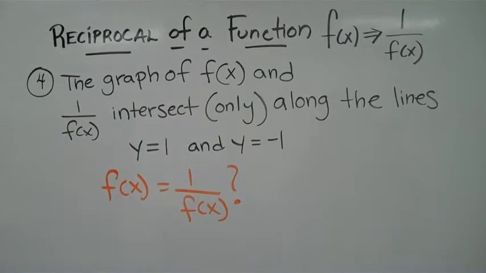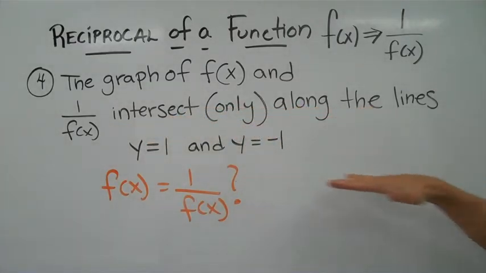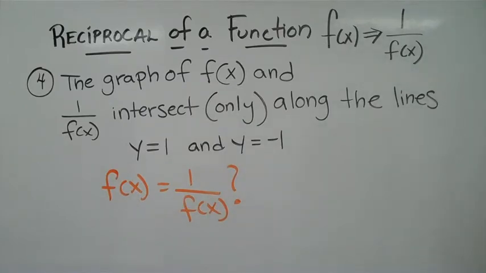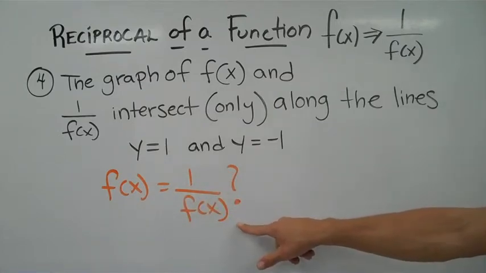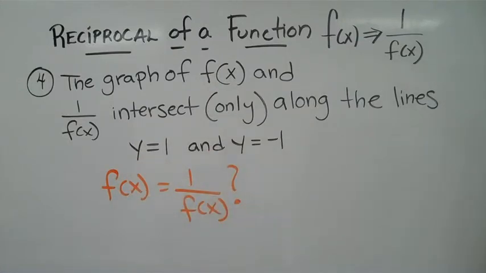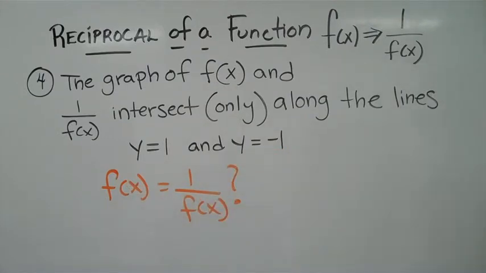Our fourth rule for reciprocal functions is that the graph of f of x and its reciprocal, 1 over f of x, intersect only along the lines y equals 1 and y equals negative 1. Y equals 1 is a horizontal line above our x-axis, and y equals negative 1 is a horizontal line below our x-axis. Why is this the case? Well, we're asking, when does f of x equal 1 over f of x? When are they intersecting? When are they equal? When y is 1, or when our output is 1, we get 1 equals 1 over 1. Yes, that works. And when our output is negative 1, negative 1 equals 1 over negative 1. That's the only time our functions, f of x and 1 over f of x, are going to be equal.